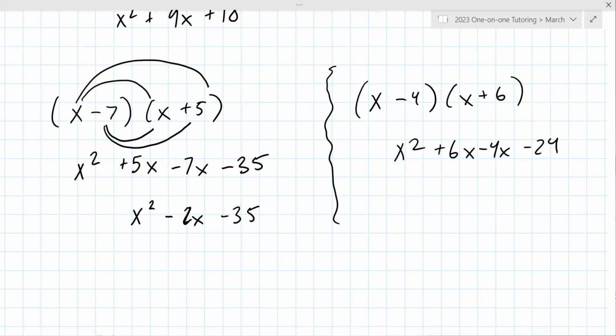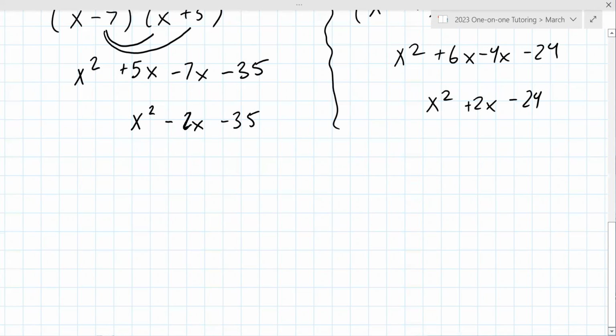And then that would turn into x squared. And then let's see. 6x minus 4x. So it would be plus 2x. 2x, good. Okay. Minus 24. And it is positive, right? Because 6 is the bigger number. Yes. That's right. Minus 24. Yes. Okay, so let's try one now where they're both negative.